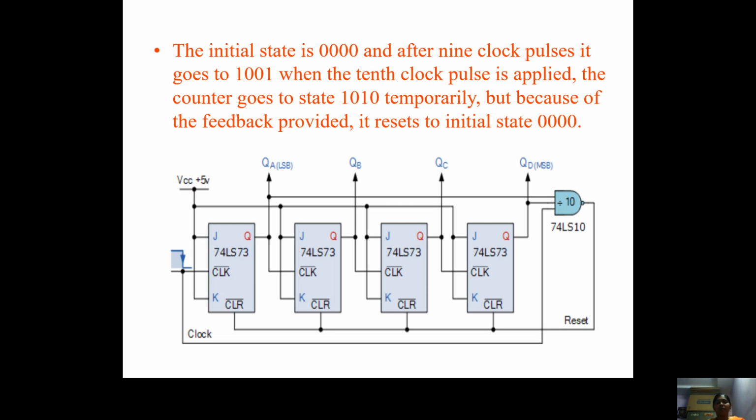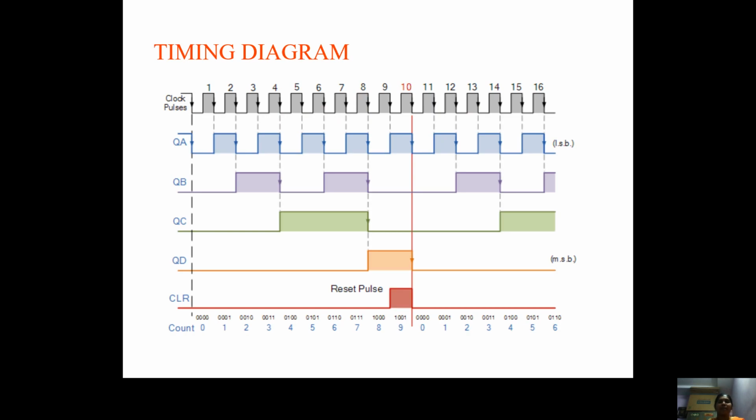Before the application of clock pulses, all the values are at 0, and on the occurrence of the first clock pulse, the first flip-flop output will become 1 and the remaining will be 0 0 0. If you observe the truth table, you will get to know. This is the timing diagram. Because the possible number of states is 16, 16 clock pulses have been shown.